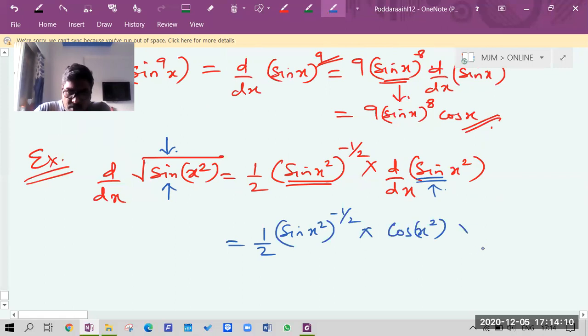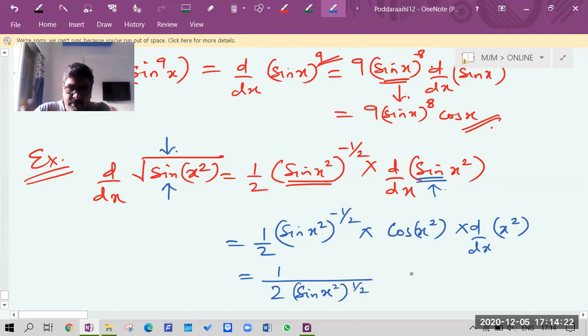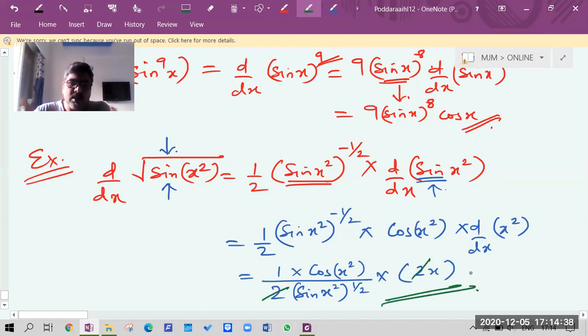Next step is the derivative of x square. So this becomes 1 by 2 sine x square into, in the numerator, cos x square, into the derivative of x square, which is 2x. Your final answer: the 2 cancels out, and this is your final answer. Go through this example again. I'll give you some more examples to work on.